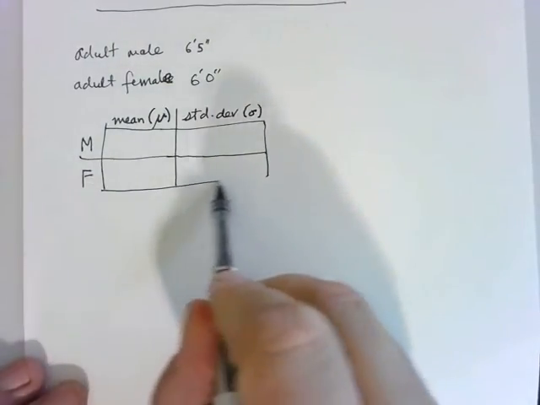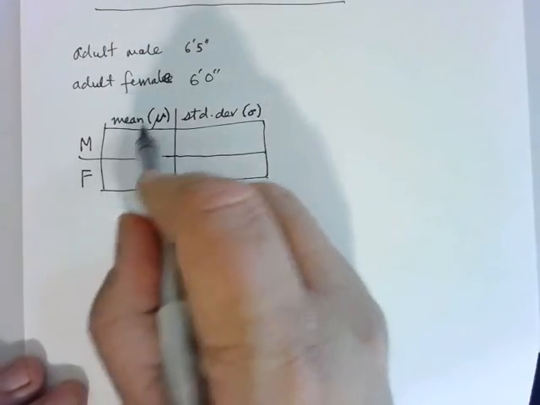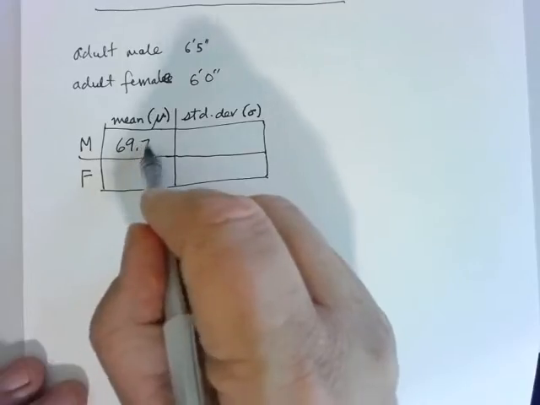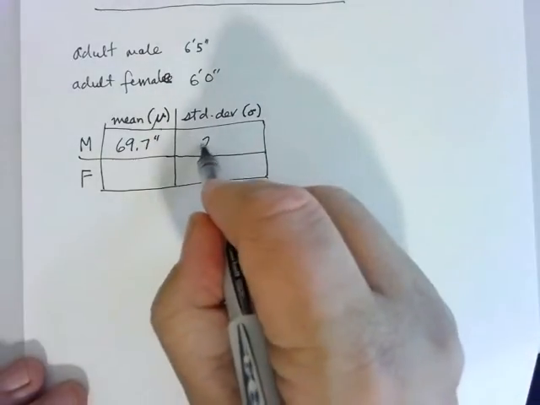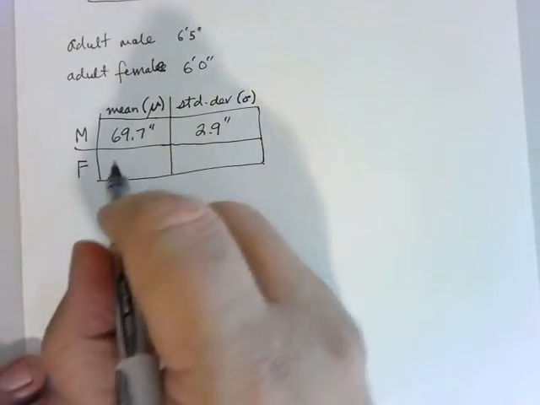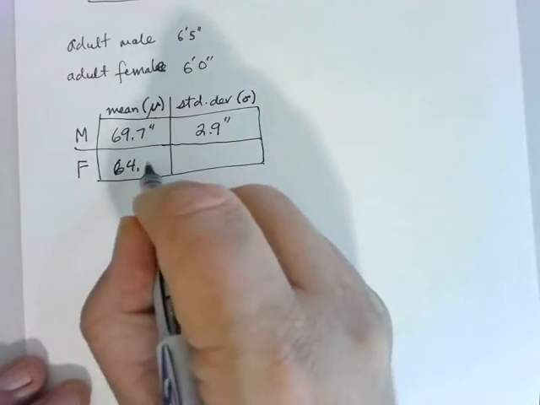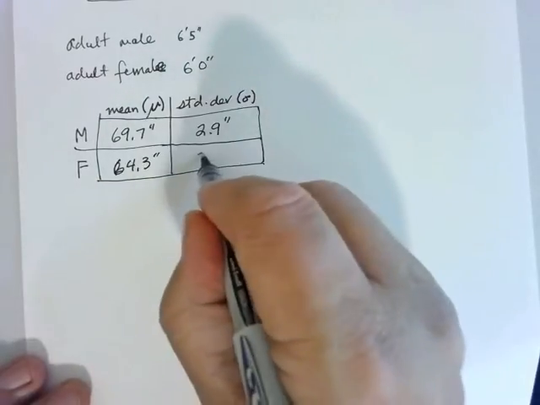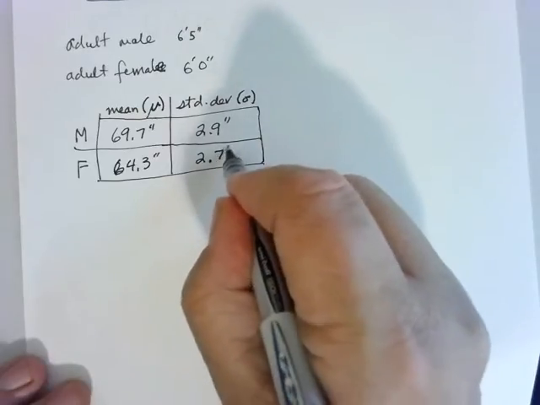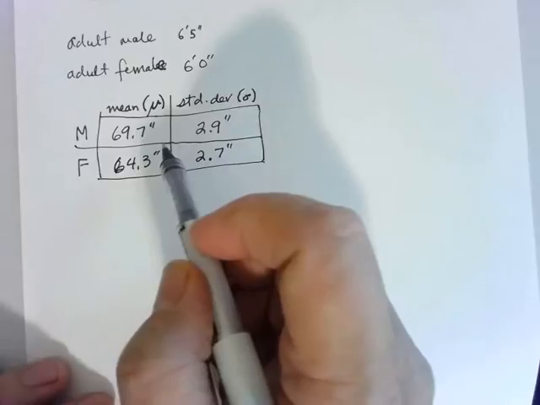So let's say the population mean, the mean of all men's heights, is 69.7 inches. And that's with a standard deviation of 2.9 inches. This is what I looked up today. For women, the mean height is 64.3 inches with slightly smaller spread. The standard deviation is only 2.7 inches. So there's not quite as much variation among women's heights as there is among men's heights. So we need to know these in order to make use of the z-score.